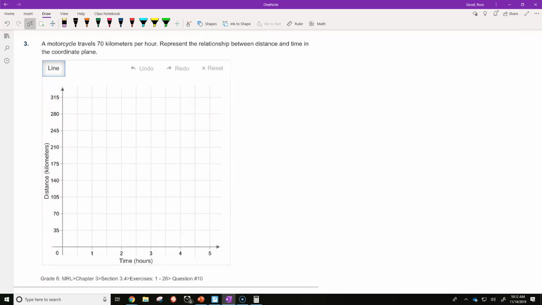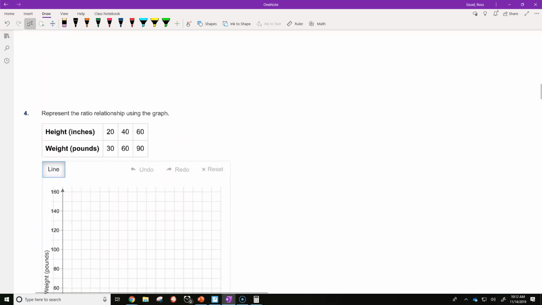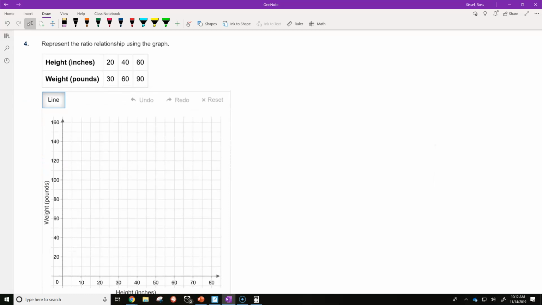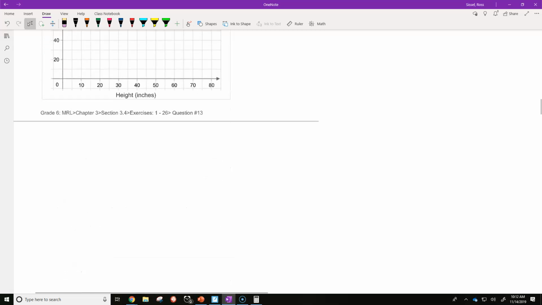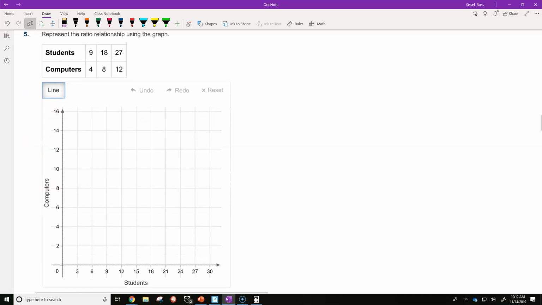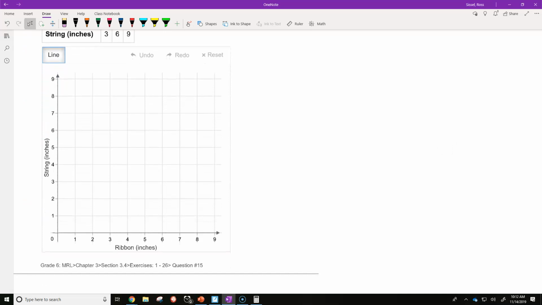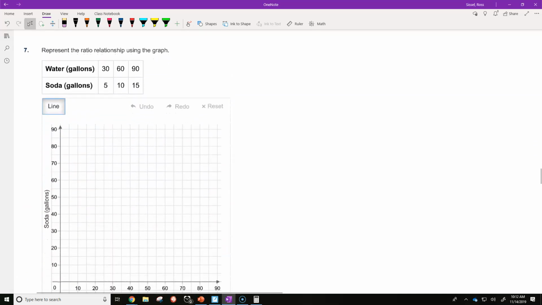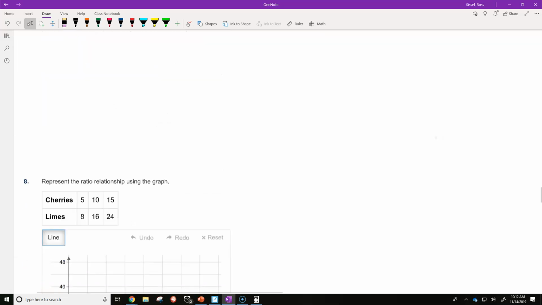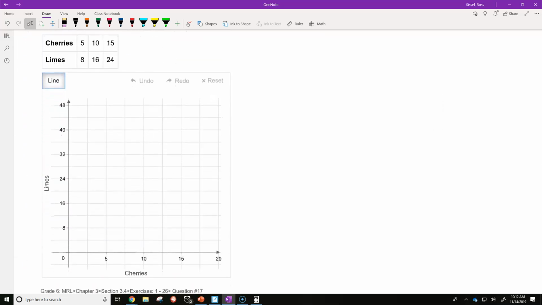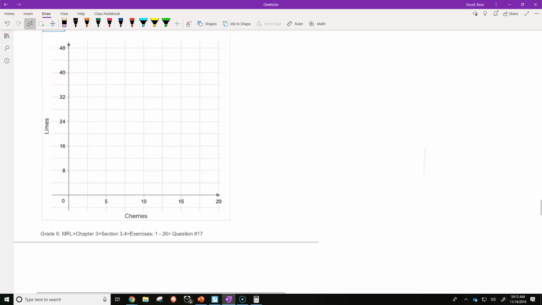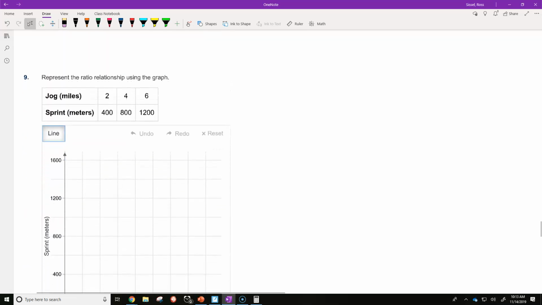You have to do it on number 3. Number 4. The table's already made. Is there any work you have to do? Nope. You just have to graph it. No work. Number 5. There's the table. No work. You graph. Number 6. Table. No work. You graph. Number 7. Table. No work. You graph. Number 8. Table. No work. You graph. Number 9. Table. No work.